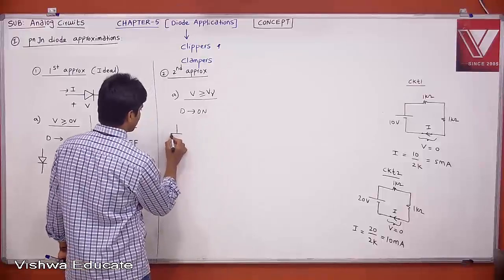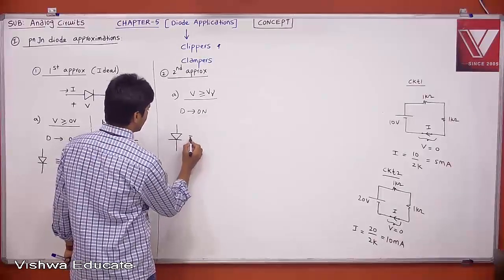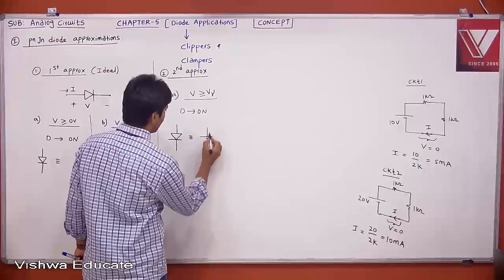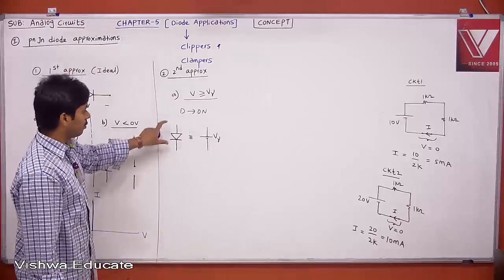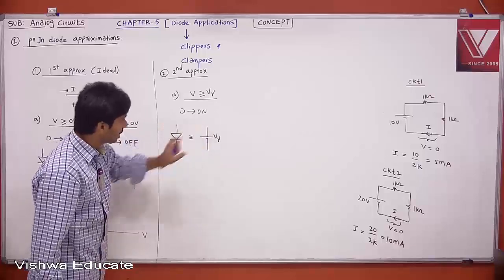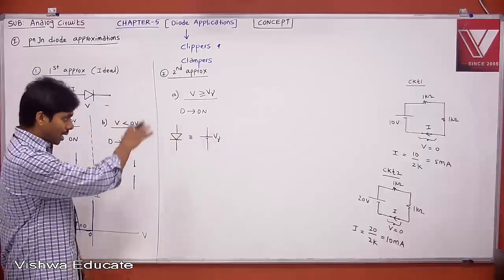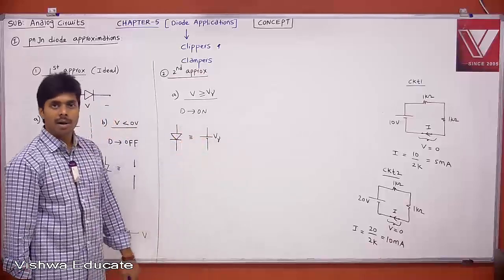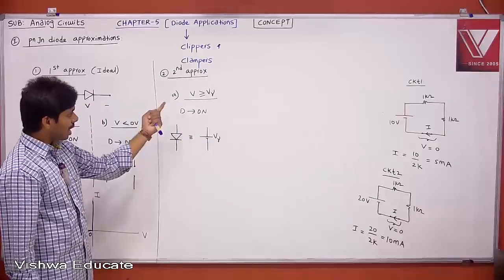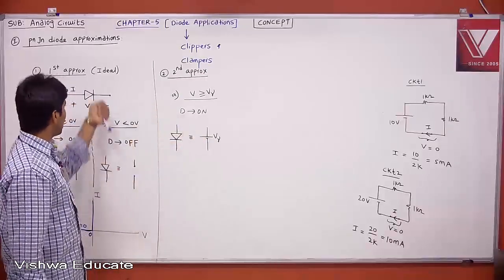Then what is your PN junction diode? The PN junction diode is represented as a battery of V gamma. It will have a drop of V gamma. More than that, if you apply, then only it will be on and having a drop of V gamma. If V is less than V gamma, it is off only, same as your ideal case.